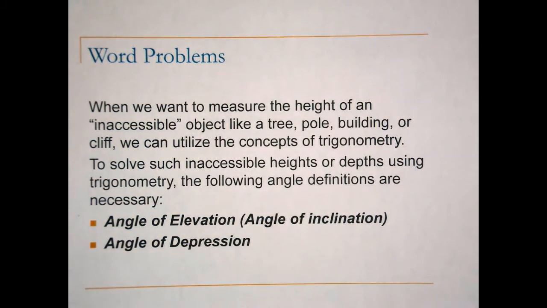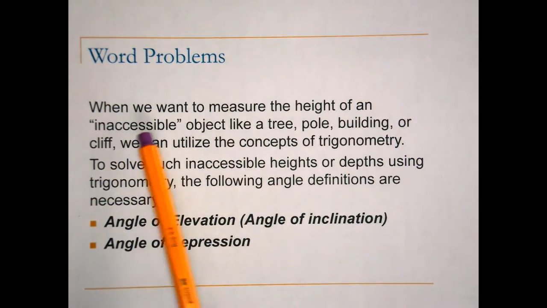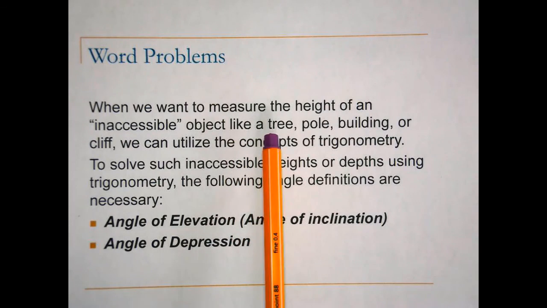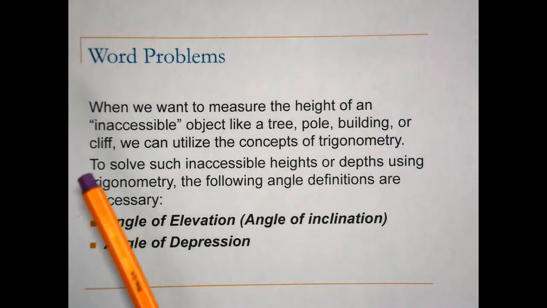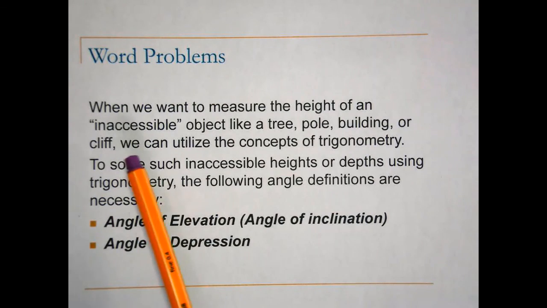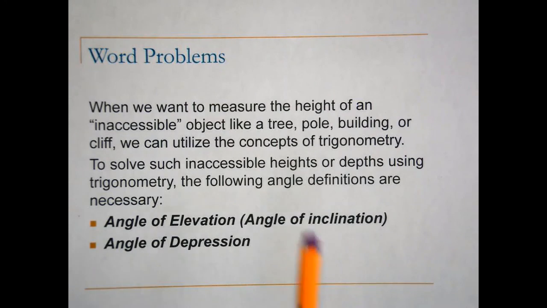Now, trigonometry can be used when we want to measure the height of an inaccessible object. So if we have a tree, a pole, a building, a cliff, a hill, a mountain, we can use the concept of trigs and angles to measure and find unknown heights or depths. And in order to do that, first we need to define what is called angle of elevation, or the other name is angle of inclination, and angle of depression.